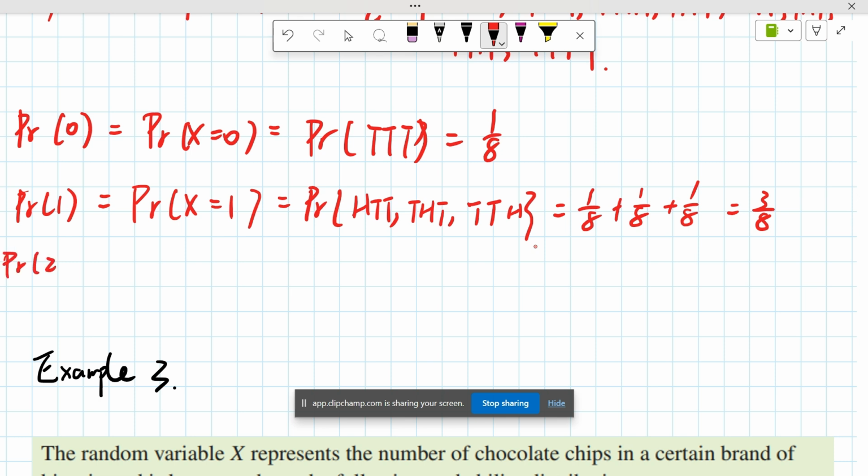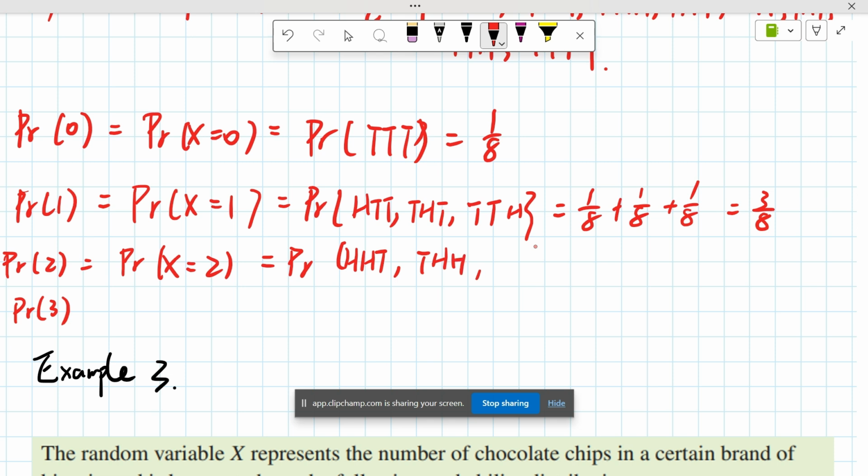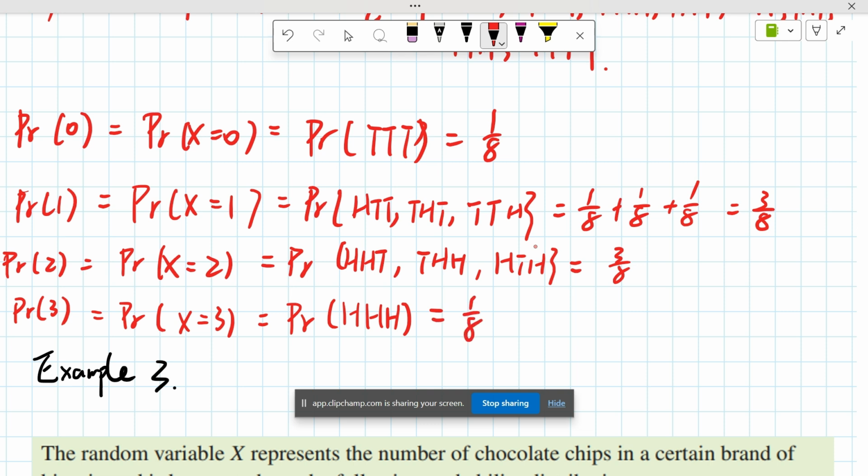And the probability of 2, probability of 3. We just keep going like that. And that equal to probability of x equal to 2. That's probability of HHT, THH, and HTH. So that's another 3 over 8. And the last one will be x equal to 3, will be probability of triple H equal to 1 over 8. And then adding all together, there you go, this equal to 1.